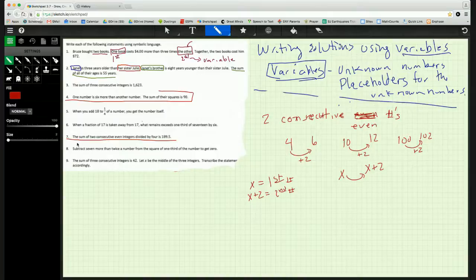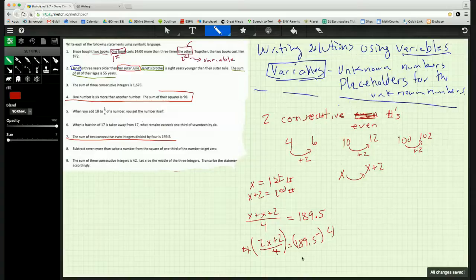So let's see what this says. The sum of 2 consecutive even numbers divided by 4 is 189.5. So let's see, the sum of the numbers is x plus x plus 2, but I have to divide the whole thing by 4, and that equals 189.5. Well, the way that we fix this problem and we start to make sense of it is we now combine like terms. 2x plus 2 over 4 equals 189.5. Now if we multiply both sides by 4, then this can cancel here.